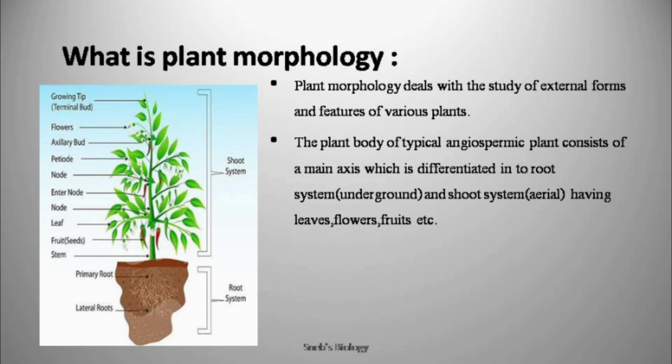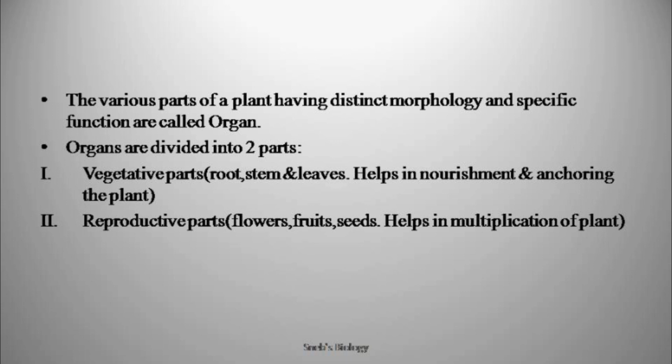The various parts of a plant having distinct morphology and specific functions are called organs. So the organs are divided into two parts, the vegetative part and the reproductive part. The vegetative parts are root, stem and leaves, which play an important role in nourishment and anchoring the plant. The reproductive parts are flowers, fruits and seeds, which are needed for multiplication and continuity of species.